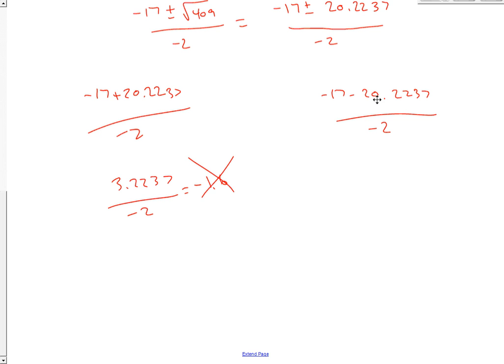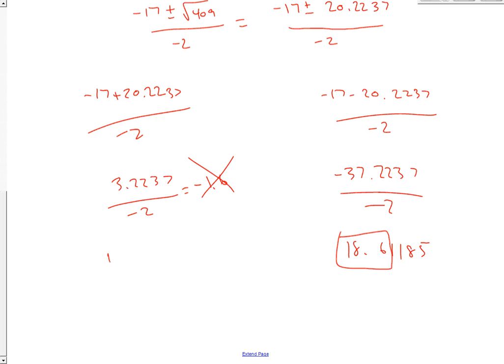So I go over to my other problem here, and when I take negative 17 minus 20.2237, I'm going to get negative 37.2237. When I divide that by negative 2, I will get 18.61185. And at this point, I can take 18.6 and calculate that for a number of years. So 18 years plus 0.6 of a year.